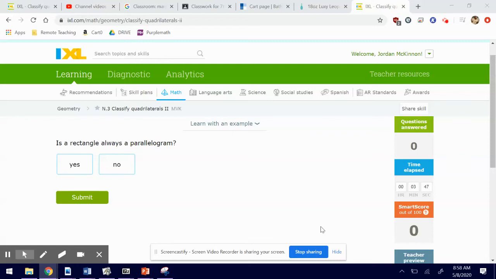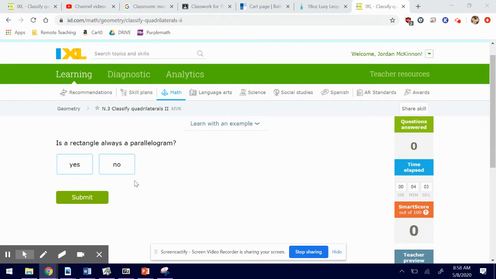Okay, guys, we're working on N3. We're going to get to a 70 SMART score. This is very similar to N2, where it asks you to identify the different quadrilaterals, but this is just kind of asking questions about those quadrilaterals.